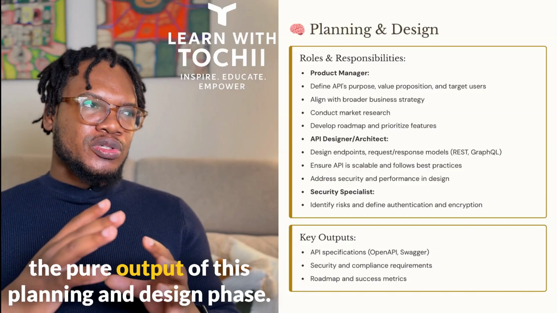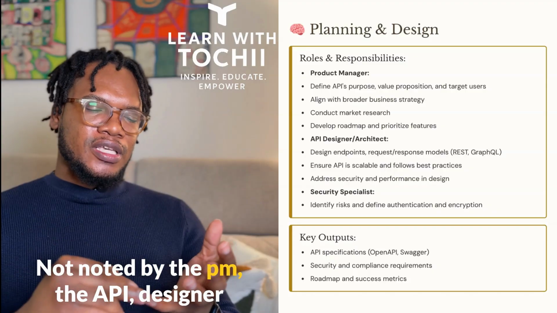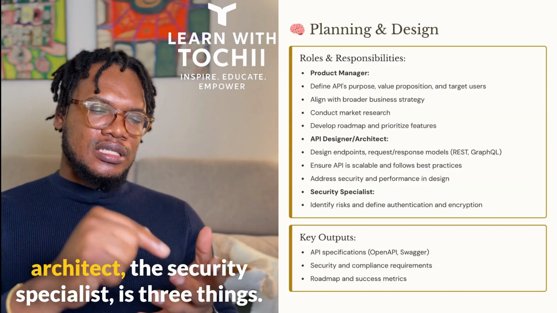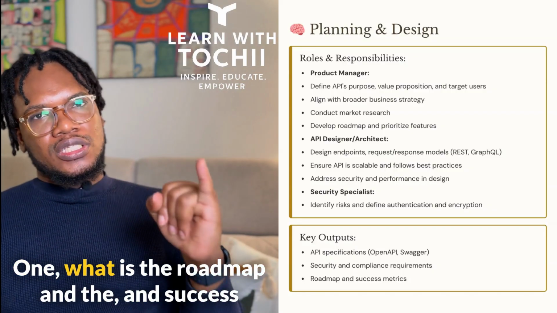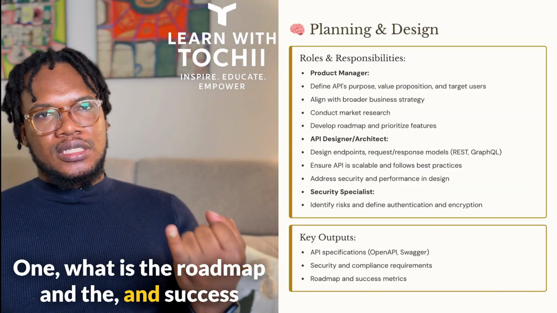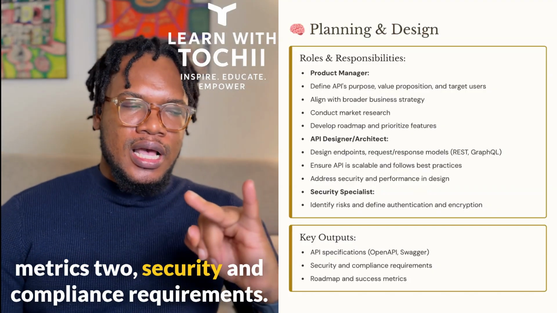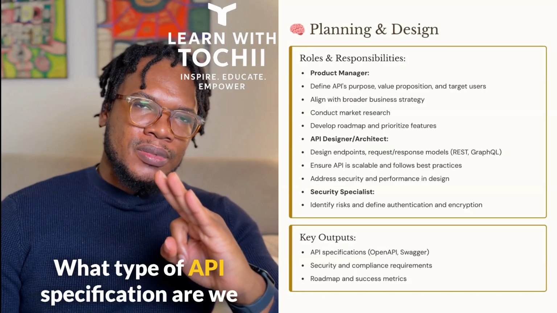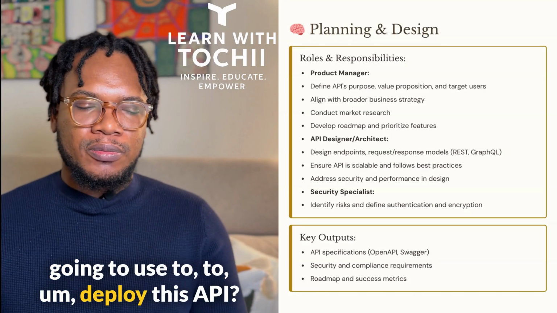The pure output of this planning and design phase, noted by the PM, the API designer or architect, and the security specialist, is three things. One, what is the roadmap and success metrics? Two, security and compliance requirements. Three, what type of API specification are we going to use to deploy this API?